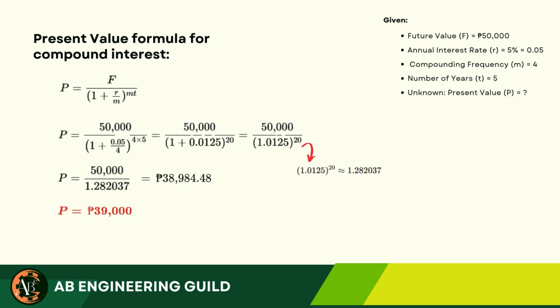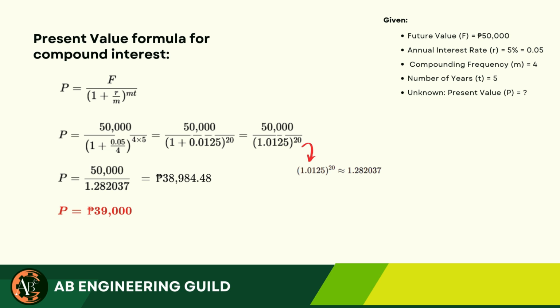Now, let's solve it using the compound interest formula for present value. The formula is, present value equals future value divided by (1 plus interest rate divided by compounding frequency) raised to the power of compounding frequency times time. Substituting the values, we get 50,000 divided by (1 plus 0.05 divided by 4) raised to the power of 4 times 5. That simplifies to 50,000 divided by 1.0125 raised to the power of 20.